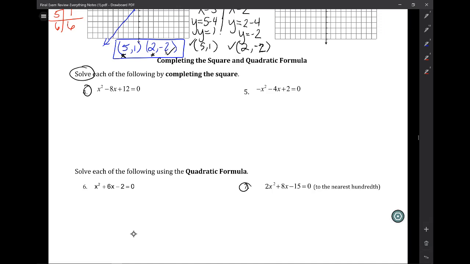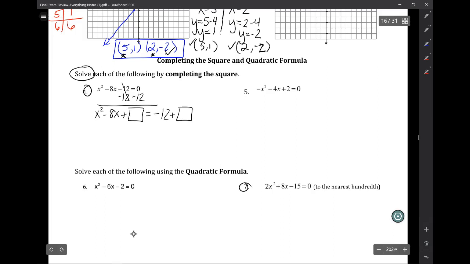So number 4, when it says solve by completing the square, notice it's equal to 0. We just got done completing the square when there's a y in there. If it's equal to 0, the steps are the same. You move the 12 over. And if you are in Miss Costanzo's class, I put a box. And I don't know what Miss Thayer does. I think she just leaves a space or an underlined space.